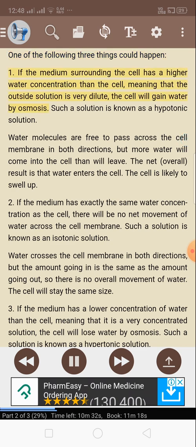1. If the medium surrounding the cell has a high water concentration than the cell, meaning that the outside solution is very dilute, the cell will gain water by osmosis. Such a solution is known as a hypertonic solution. Water molecules are free to pass across the cell membrane in both directions, but more water will come into the cell than will leave. The net overall result is that water enters the cell. The cell is likely to swell up.